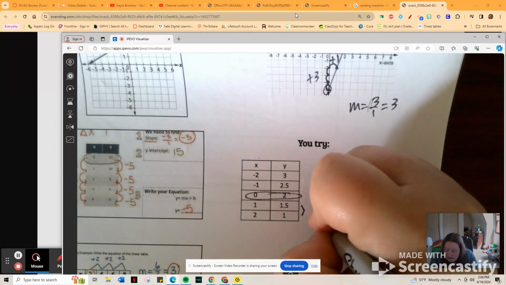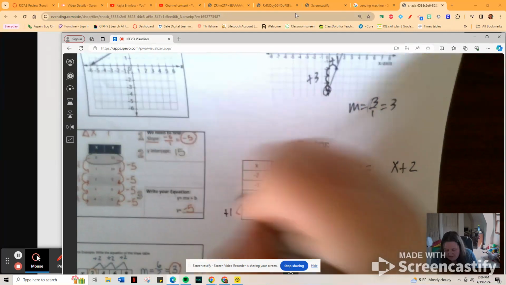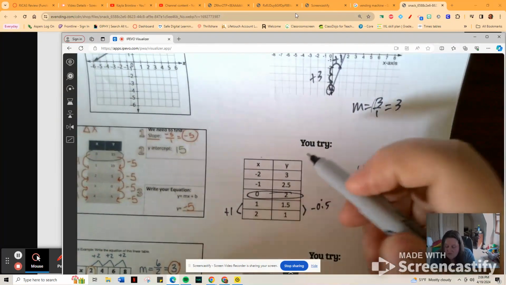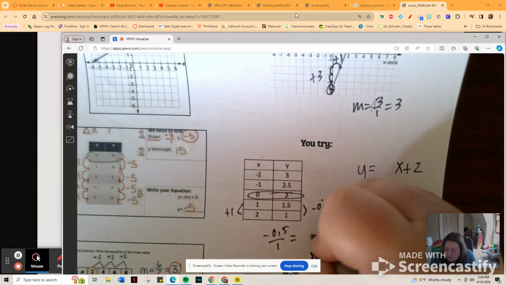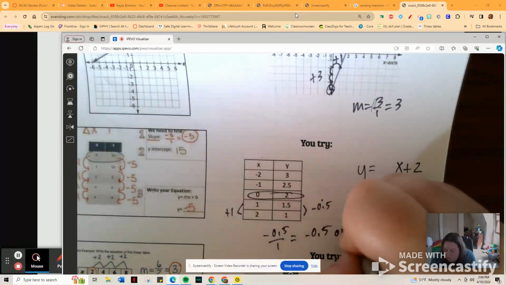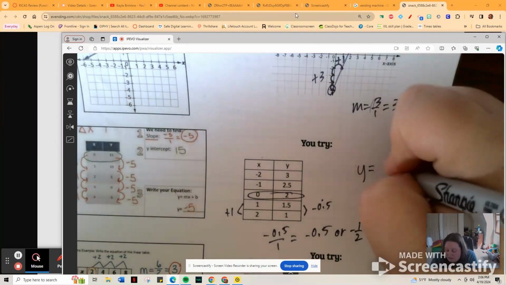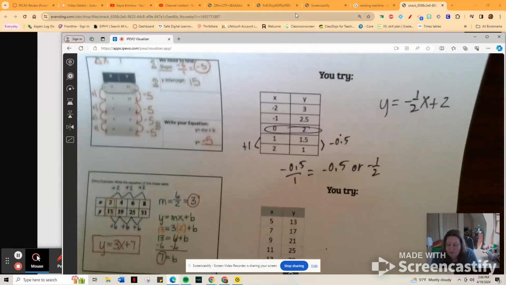So from here to here, I'm subtracting 0.5 or a half. And here, it's increasing by 1. So slope is the change of y over the change of x. So that would be negative 0.5 over 1, which is negative 0.5 or negative 1/2. Doesn't really matter what you use. Typically, we use fractions in slope-intercept form because when we're graphing, it's easier to use a fraction. With rise over run, it doesn't really matter. I am going to use the fraction, but either would be correct.